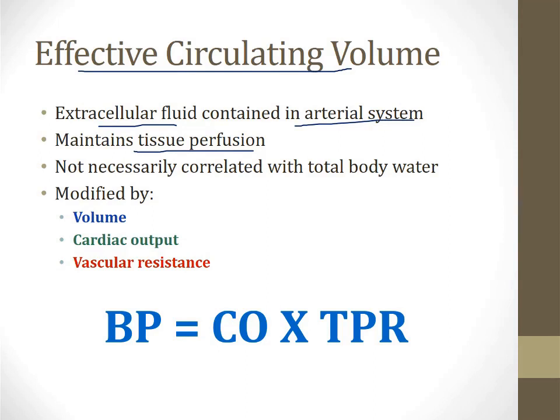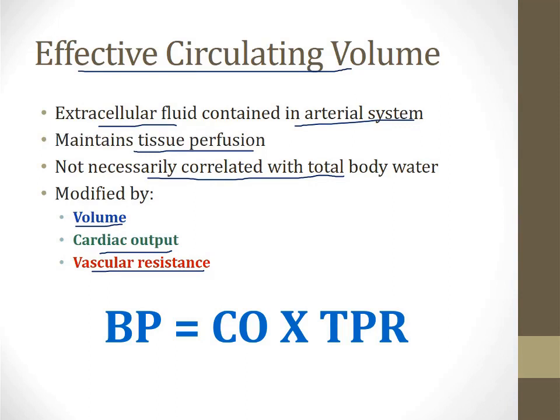So this concept is used to explain situations where even though the total body fluid may be up, the effective circulating volume of fluid is down. As I state here in the slide, this volume is not necessarily correlated with total body water. The major factors that affect the effective circulating volume are the volume of fluid in the vascular system, the cardiac output, and the vascular resistance.